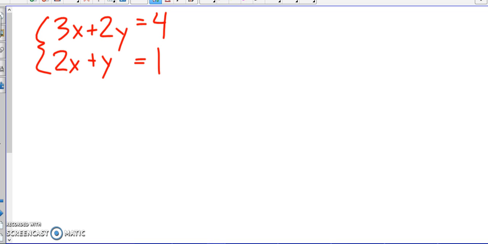Why not? I'm just kidding. Y in the second equation, yes? So, y would be equal to what? Yeah, negative 2x plus 1.